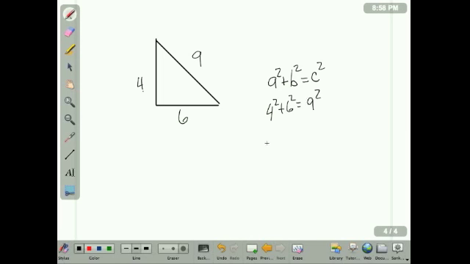So we go ahead and square these. This is 16. 6 squared is 36. And 9 squared is 81. The question is, does 36 plus 16 equal 81? And it does not. This is 52 equals 81. It's not a right triangle.